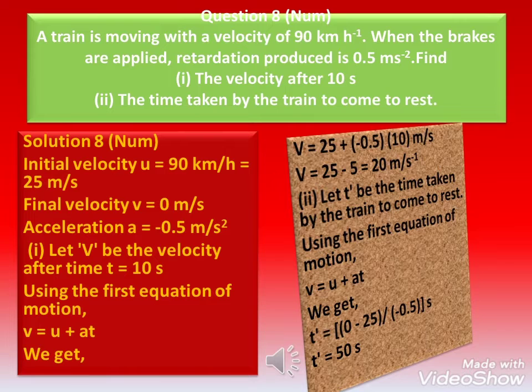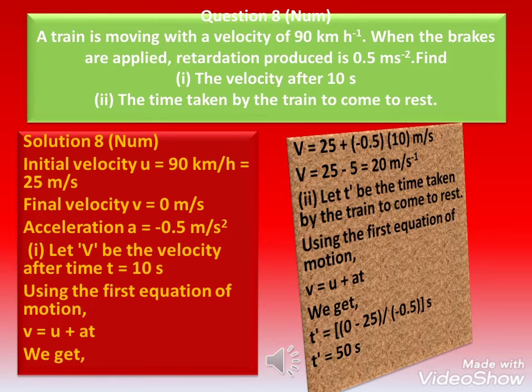Solution. Initial velocity u is given as 90 km per hour. We have to convert it into meter per second. So we will get velocity u is equal to 25 meter per second. Final velocity v is equal to 0 meter per second, because brakes are applied, which means the train comes to rest. And acceleration is given as 0.5 meter per second square with a negative symbol, which means the train is retarding.